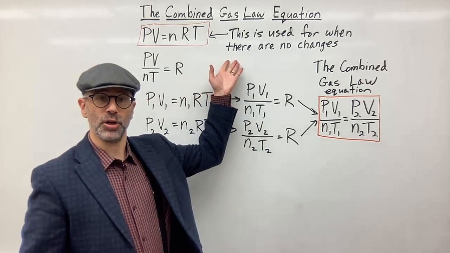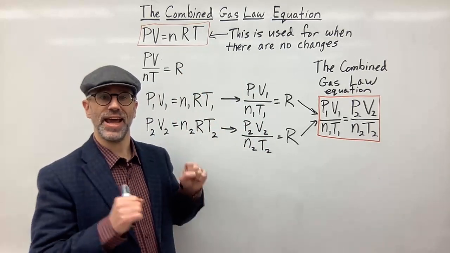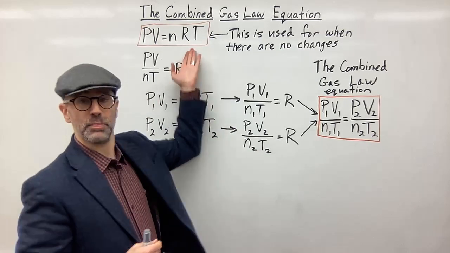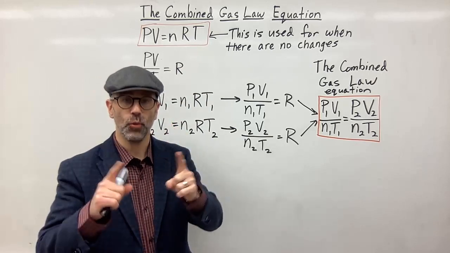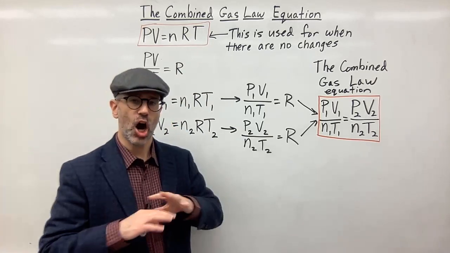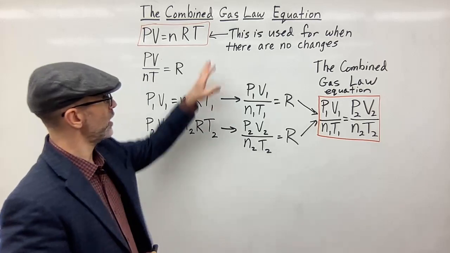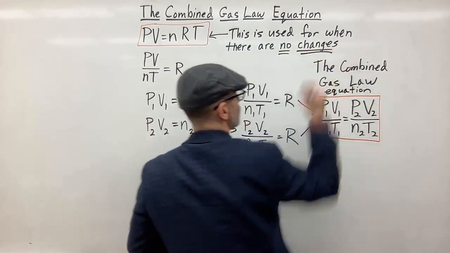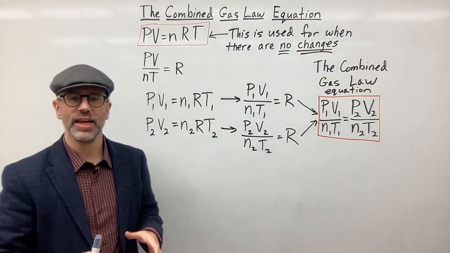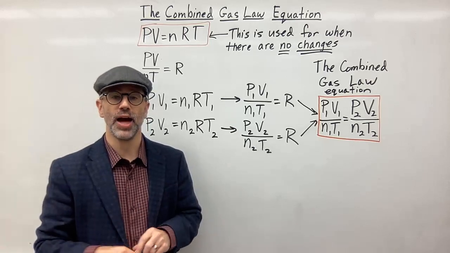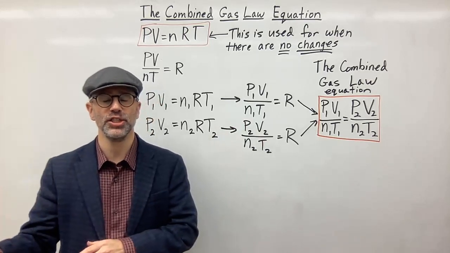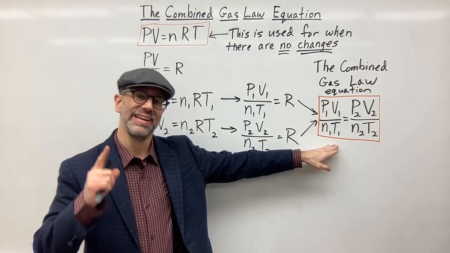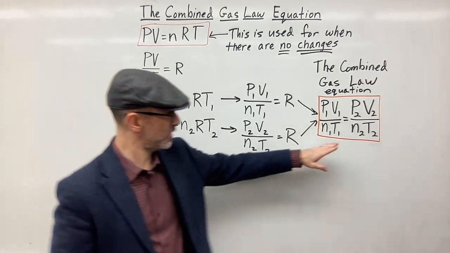If you've got a problem that involves no changes, it's just, hey, here's a set of conditions, find the missing condition, then the ideal gas law equation is the one you want to use. But if there are changes going on, so here's no changes going on. Let me highlight that. No changes. However, if you do have a problem where there are changes going on, like you're changing the pressure, or the volume, or the amount of gas, or the temperature, then the combined gas law is the equation you want to use.